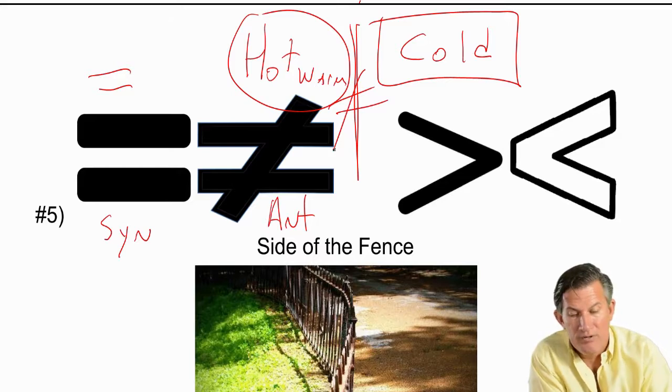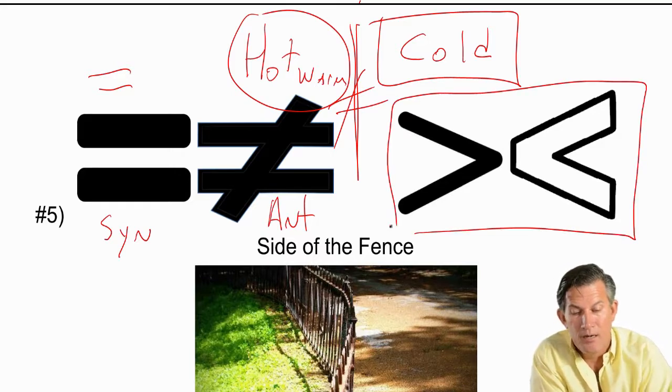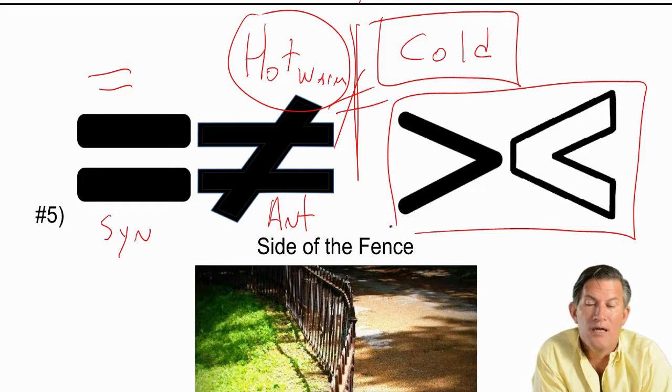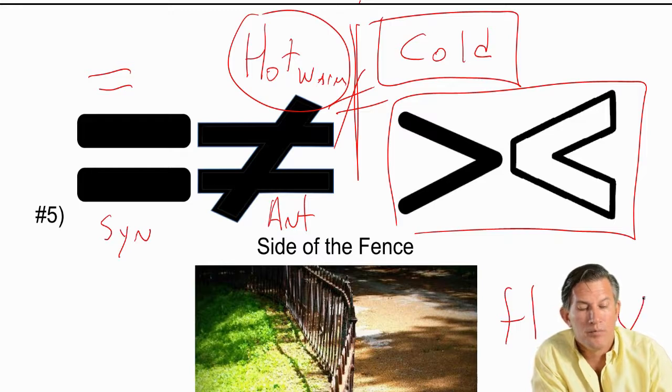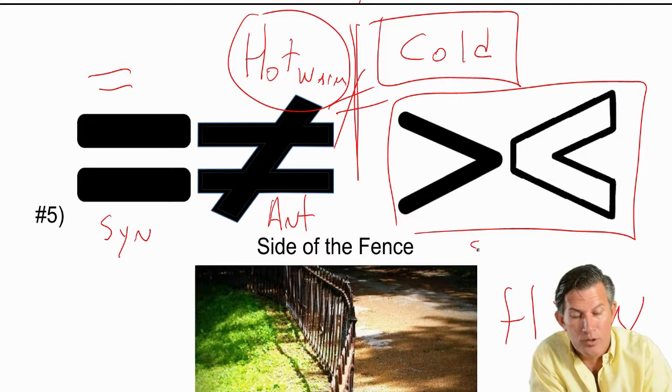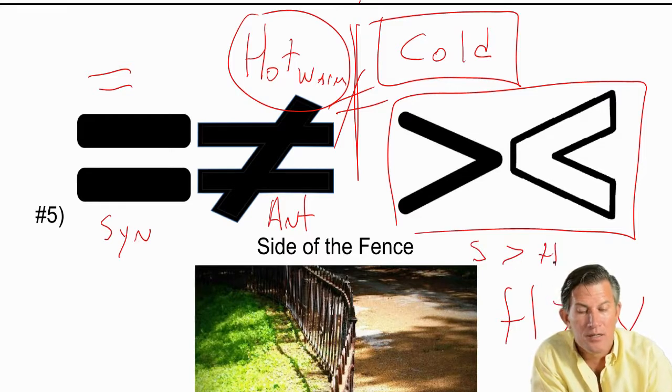And then you also have degree. Now, how do hot and warm compare? If they're on the same side of the fence, here's hot, here's warm. Isn't hot hotter than warm? And then scorching would be over here. Scorching is greater than just hot.